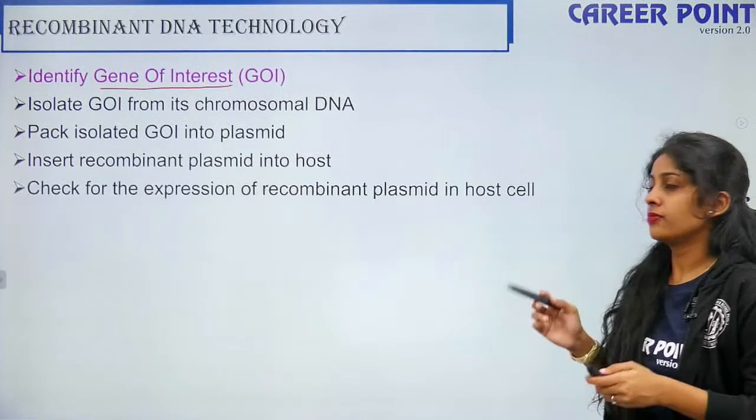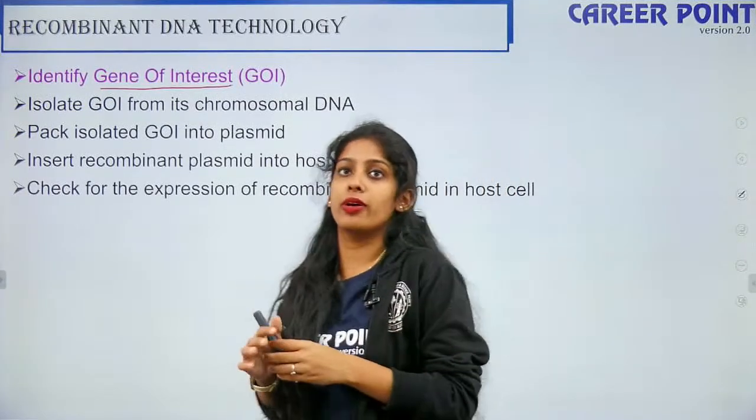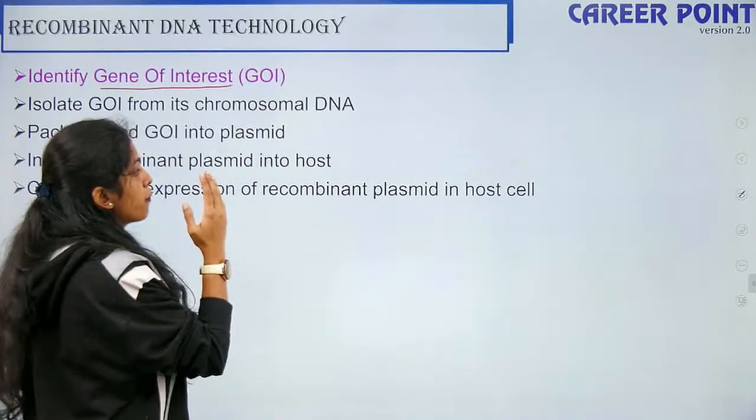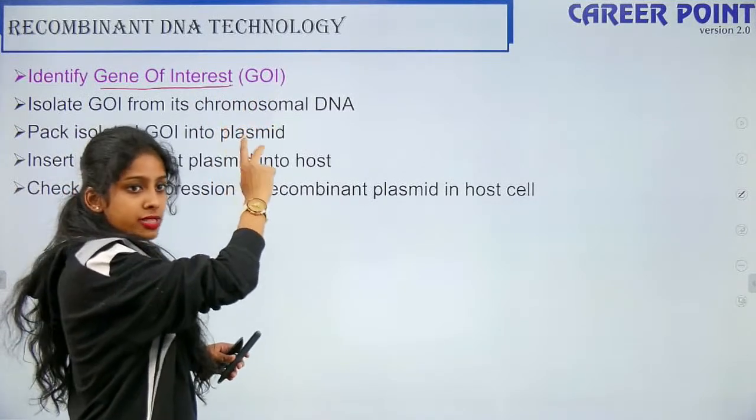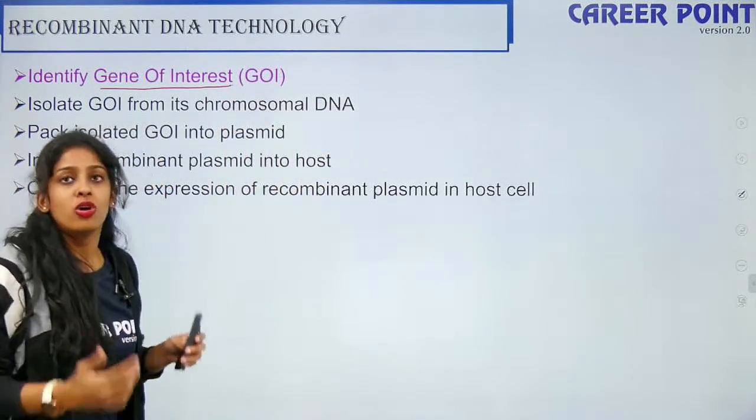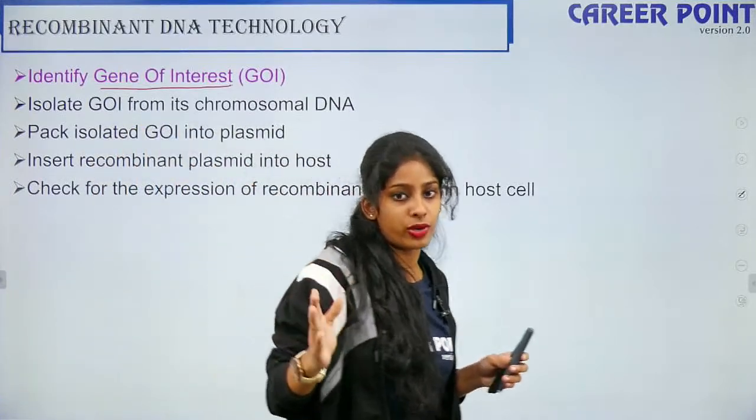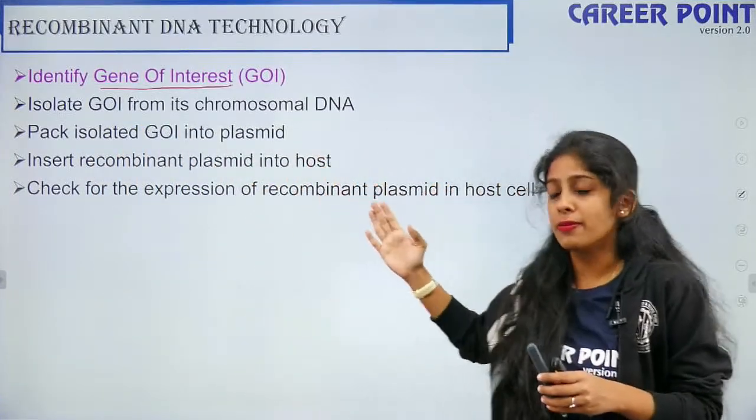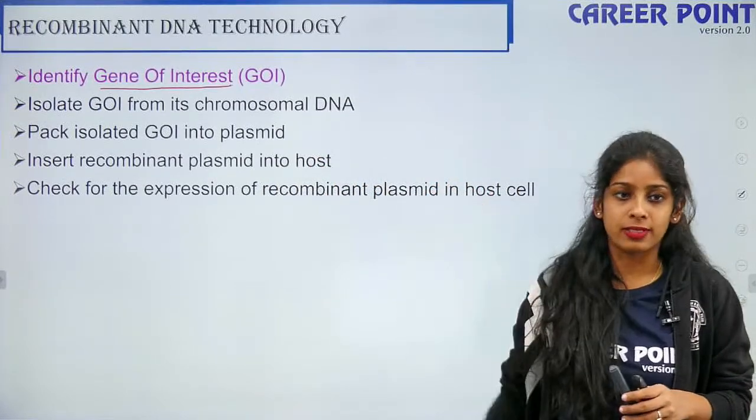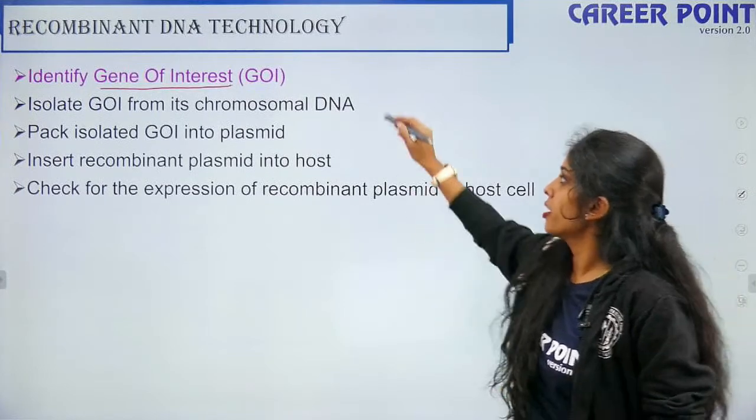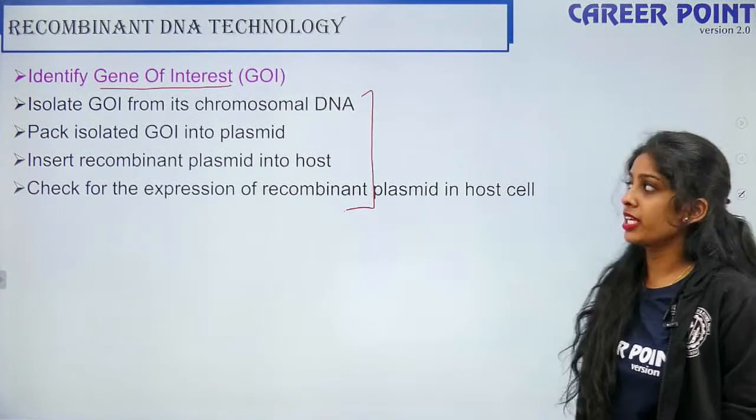Alright, okay. Finally, once you have inserted the recombinant plasmid into the host, you will check whether it is getting properly expressed. You have taken the gene of interest from some other organism and you are putting it inside your host. What if it fails to express? Then the whole process goes to waste, right? So the last step is the most important one. You check for the expression of the recombinant plasmid. Alright, so we'll talk about each of the steps, how each of them is done in detail. So that is the story of the remaining chapter.